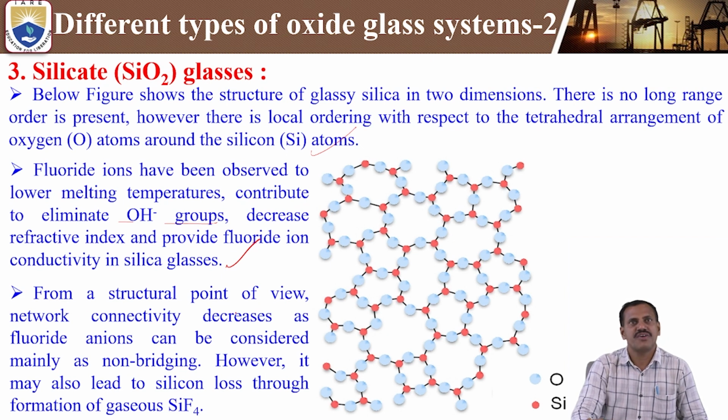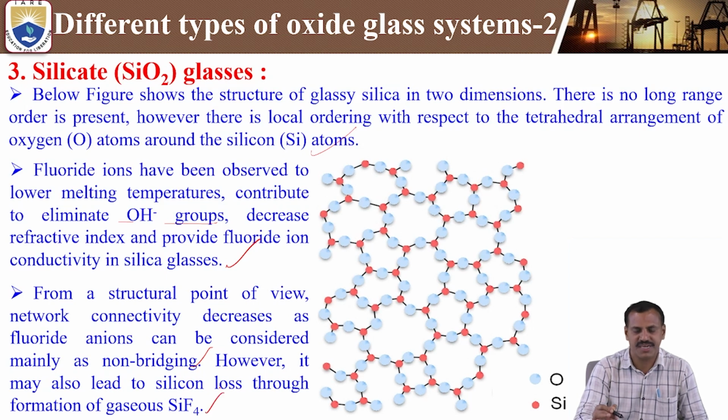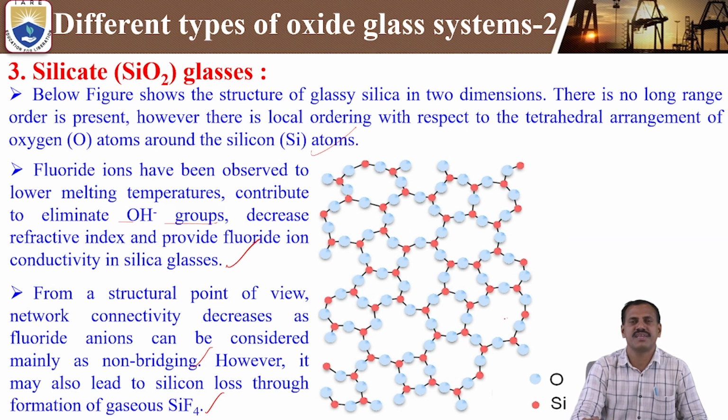From a structural point of view, network connectivity decreases as fluoride anions can be considered mainly as non-bridging oxygens. That is a very important thing. However, it may also lead to silicon loss through formation of gaseous silicon fluoride. The gaseous silicon fluoride content can be reduced in the silicate glass system.